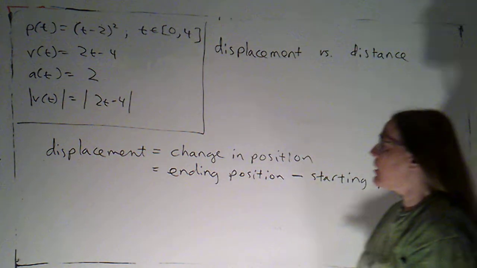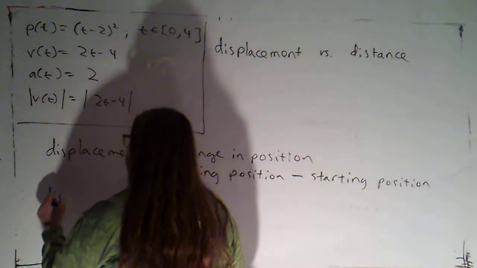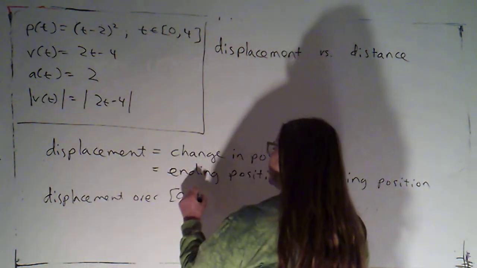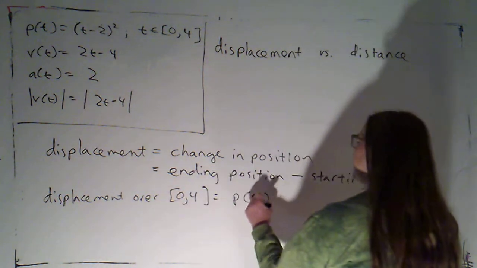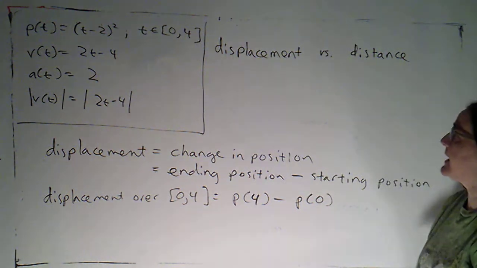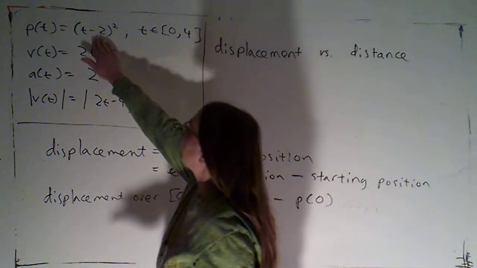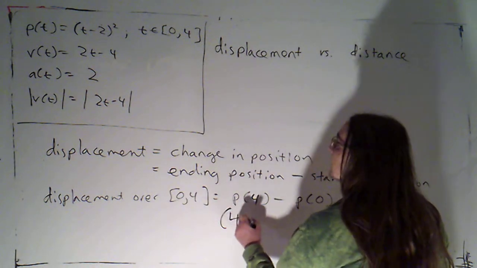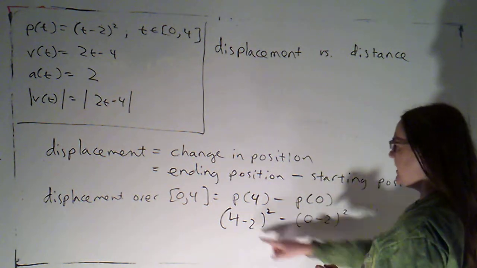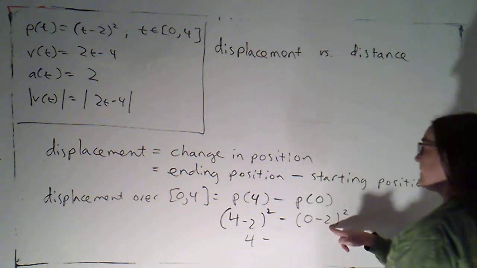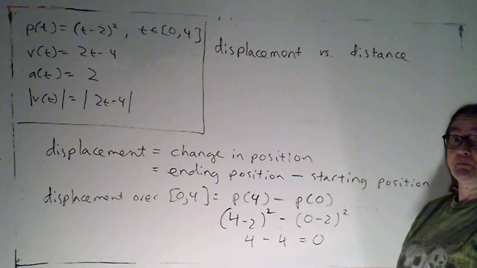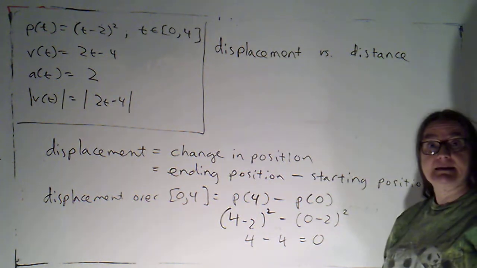Okay, so if I were to calculate the displacement over the time interval from 0 to 4, it would just be the position at time 4 minus the position at time 0. So let's go ahead and calculate that. At time 4, if I plug in 4, I get 4 minus 2 squared. And when I plug in 0, I get 0 minus 2 squared. That's 2 squared, which is 4. That's negative 2 squared, which is 4. We get 4 minus 4, which is 0. So the displacement in this case is 0.